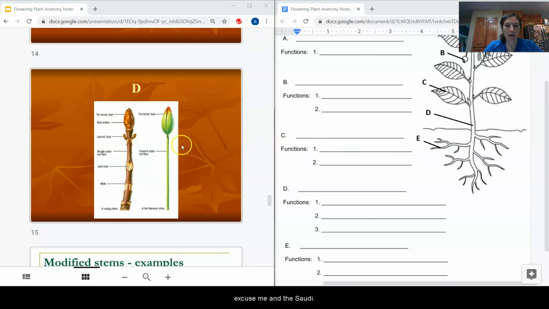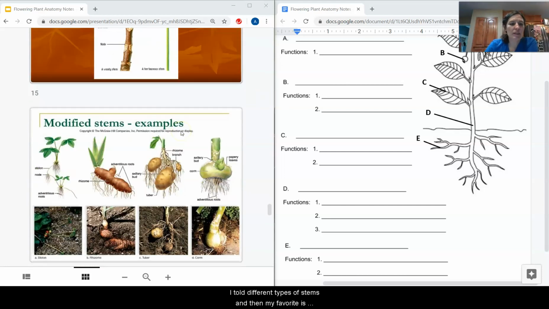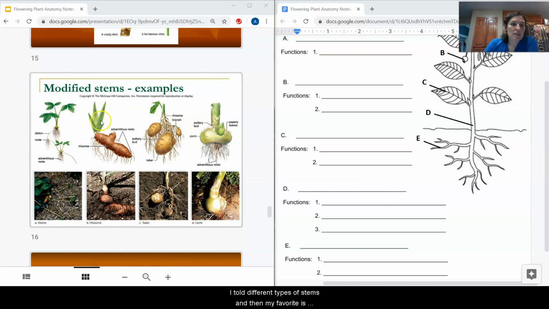And D. All right, so D is obviously pointing to the stem. And you can see the buds coming off of this stem. And on this picture, you can see that it's got more of a smooth stem. And then you've got your woody stems, which are going to be a little bit more rough, and they have more buds coming out. So a herbaceous stem is usually more of your green stems or flowering stems. And then you've got your woody stems, which are going to come from trees or maybe bushes. And so different types of stems. And then my favorite is modified stems.